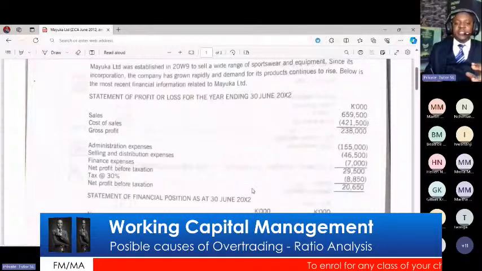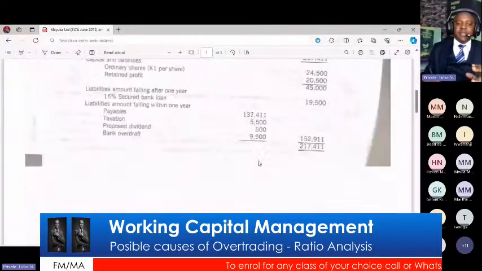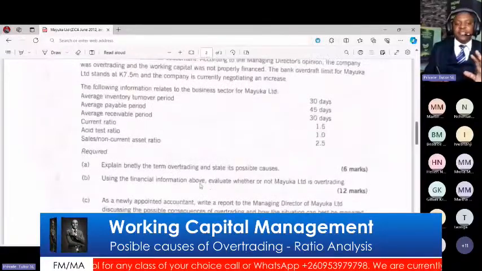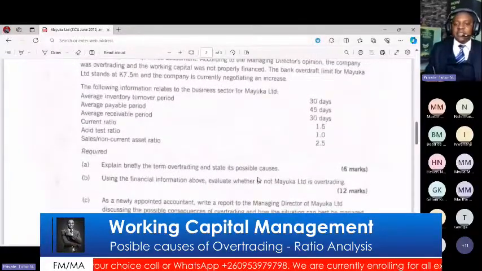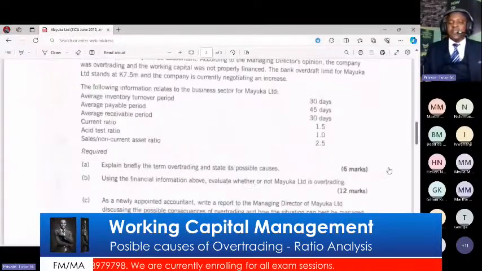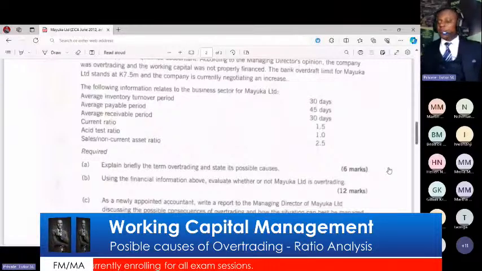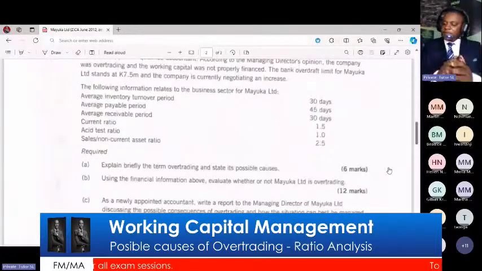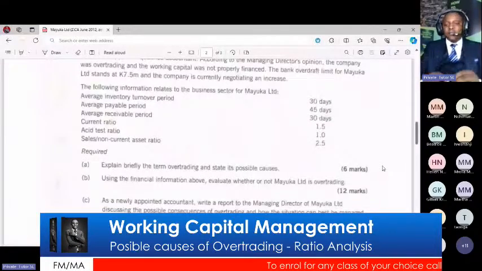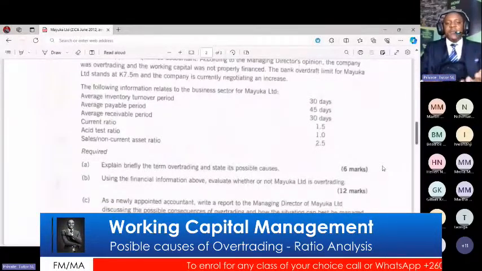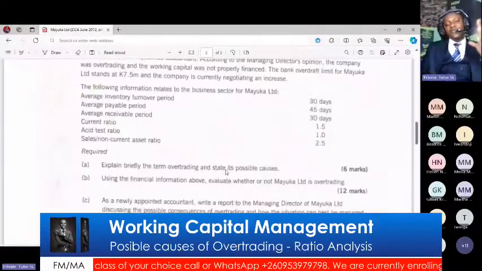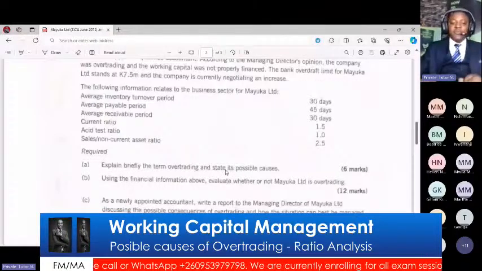Here we're looking at this question, and every student who is smart always goes to the requirement. The requirement says, could you please explain briefly the term overtrading and state its possible causes? Now, what really is overtrading? Overtrading is sometimes called overcapitalization. So when you're asked to define overtrading, you're simply saying overtrading is when the company is trying to do too much, too quick, with very little capital resources.